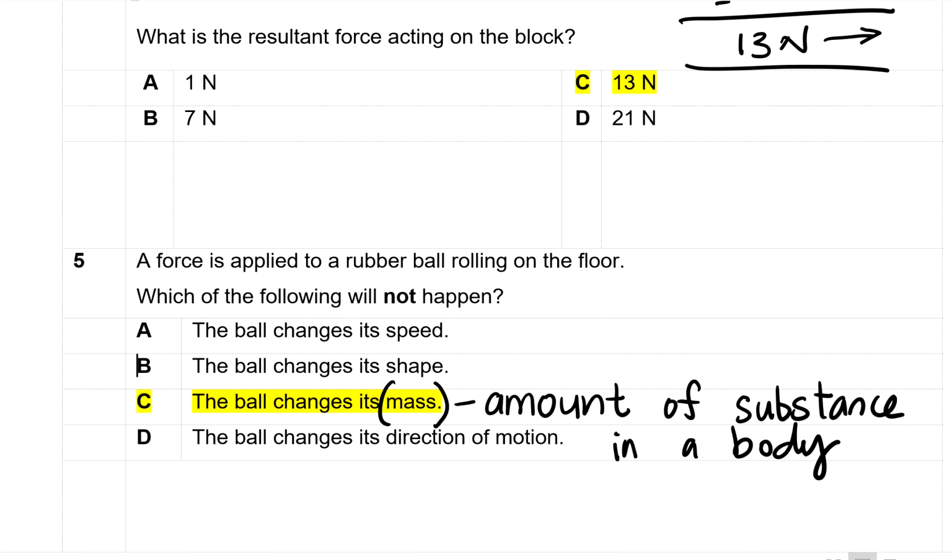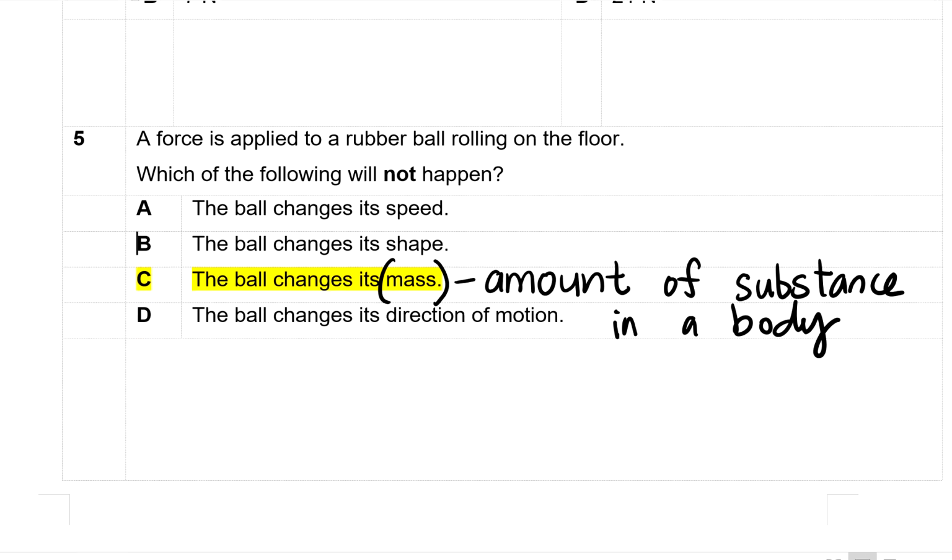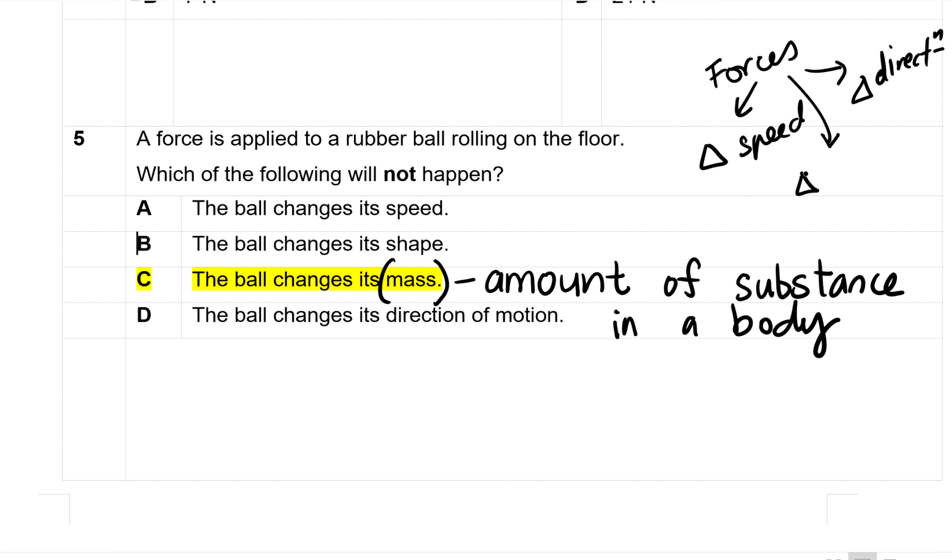Let's look at question 5. Now, for question 5, they ask which one will not happen when you apply a force to a rubber ball rolling on the floor? Effects of forces. Forces, we know that you can change the speed of an object. You can also change the direction that the object is moving. So these are what we call effects of forces. And we can also change the shape.